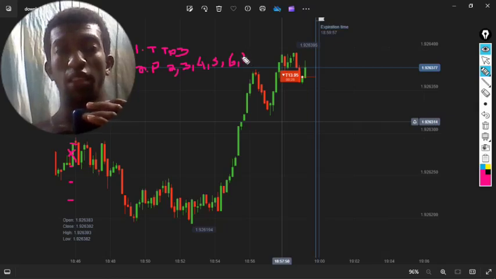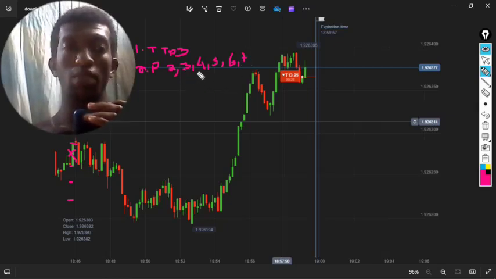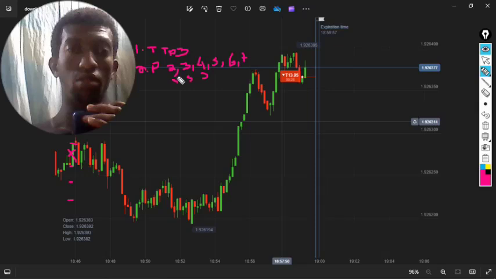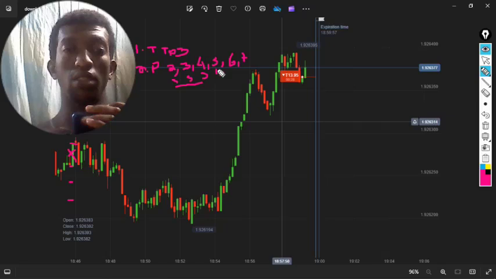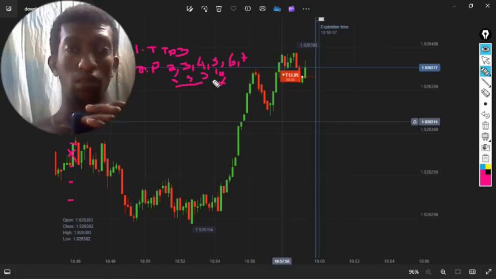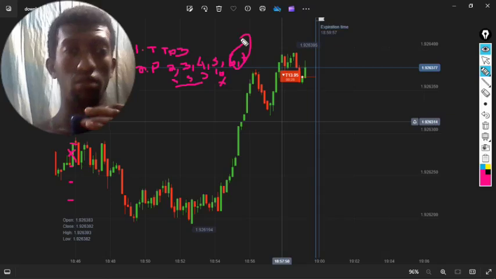I mean, actually, you are taking partials at this 30%, this 30%, this 30%. That is 90%, right? With 10% still running. So at TP5 you take your 10%, and the trade will be closed 100% out. So you don't really need TP6 or TP7.